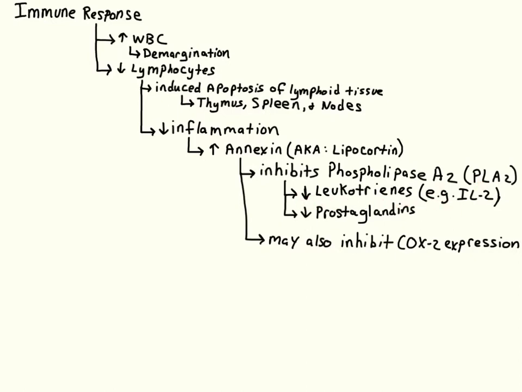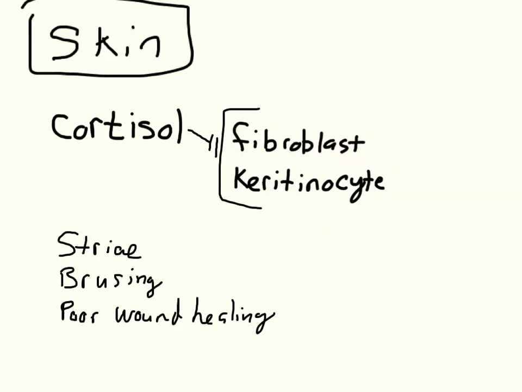which is like IL-2. IL-2 is one of the controllers of lymphocytes and their migration pattern, where they're going to go, what tissues they're going to move into. So that is also going to inhibit the immune response and decrease the number of lymphocytes. Then also this annexin may play a role, or just cortisol by itself may play a role in inhibiting the COX-2 expression.